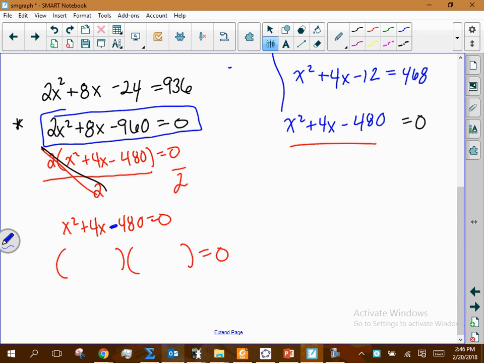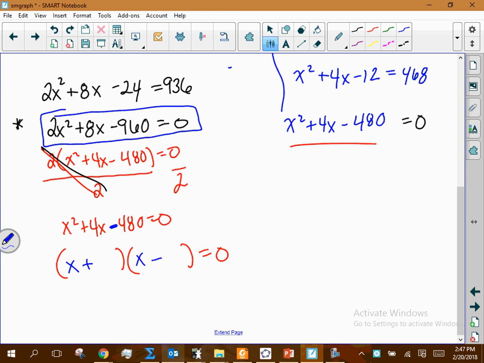So a positive times a positive would make that number positive. A negative times a negative would make that positive. So one of these numbers has to be positive, and one of them has to be negative. So we should have the starting point of x plus something times x minus something. If this is the setup of your quadratic equation, there's, I don't want to say a shortcut, but there's a trick for us to find our factors a little bit easier than just arbitrarily choosing things to see if they multiply together to give me 480. Okay?